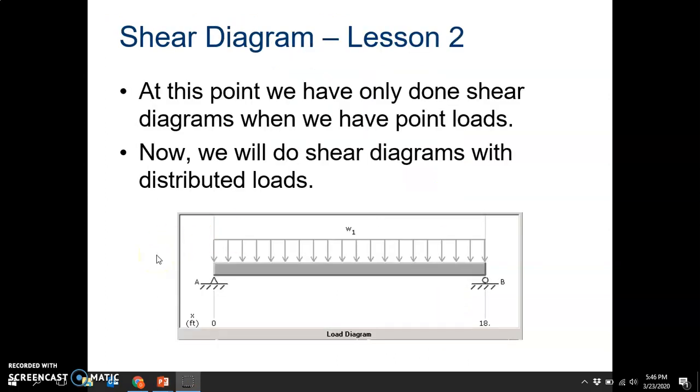And I think that's a good starting point for this video. On the next lesson, we're going to learn about how to do shear diagrams when we have distributed loads.